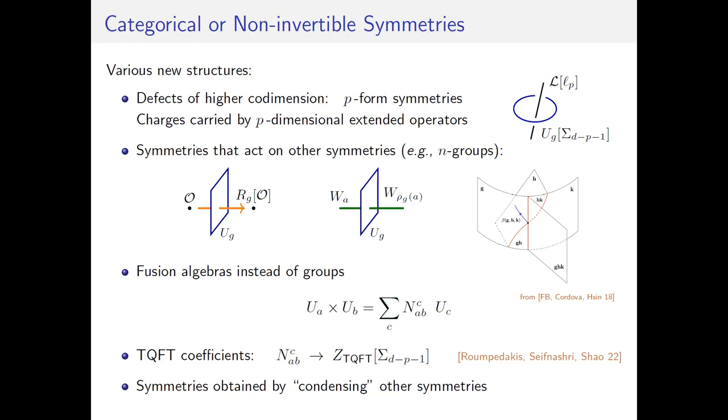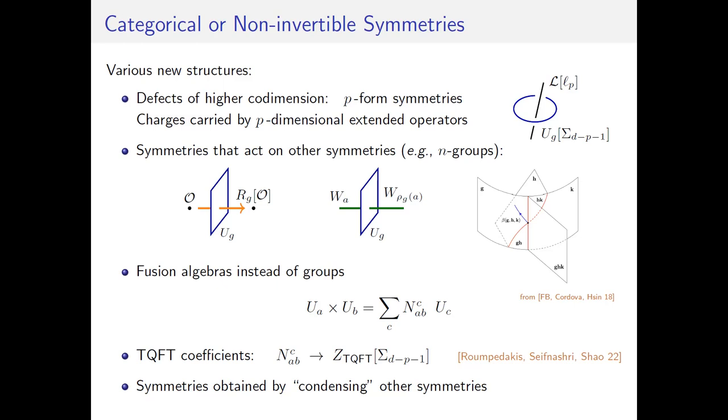Besides, we can have fusion algebras instead of just a group multiplication law. So when we fuse together two objects, we don't just get one, but we get a sum of various objects with coefficients. And in fact, when we go to dimension higher than 2 or 3, these coefficients become not just numbers, but partition functions of some topological quantum field theory. And so these objects depend on the manifold where we have the fusion of these defects.